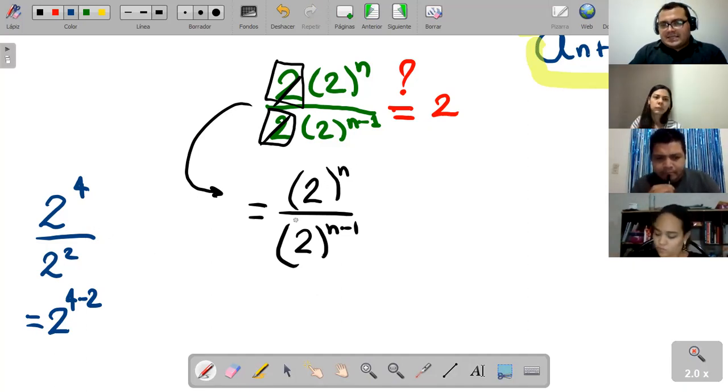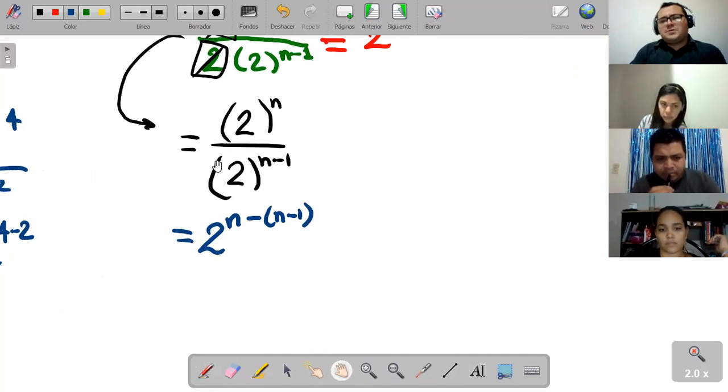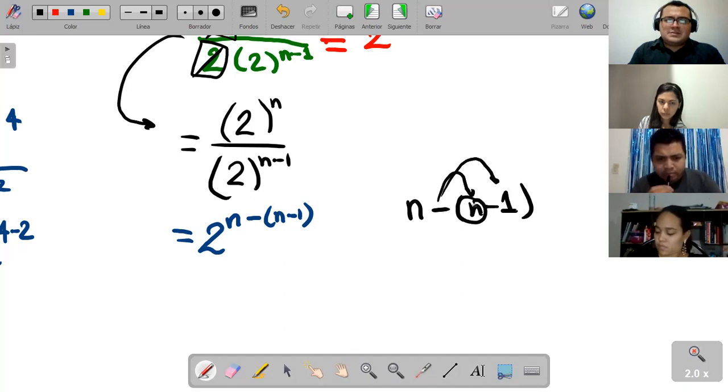So using this idea and using this property over here, you're gonna have 2 at the power of n minus (n minus 1). Same situation we were with the last exercise. So we're gonna have n minus 1. We're gonna solve it here apart. Distributive property with that negative sign. It's not that it's gonna affect just the n, okay? I hope that you never forget that. You're gonna have then n minus n plus 1.